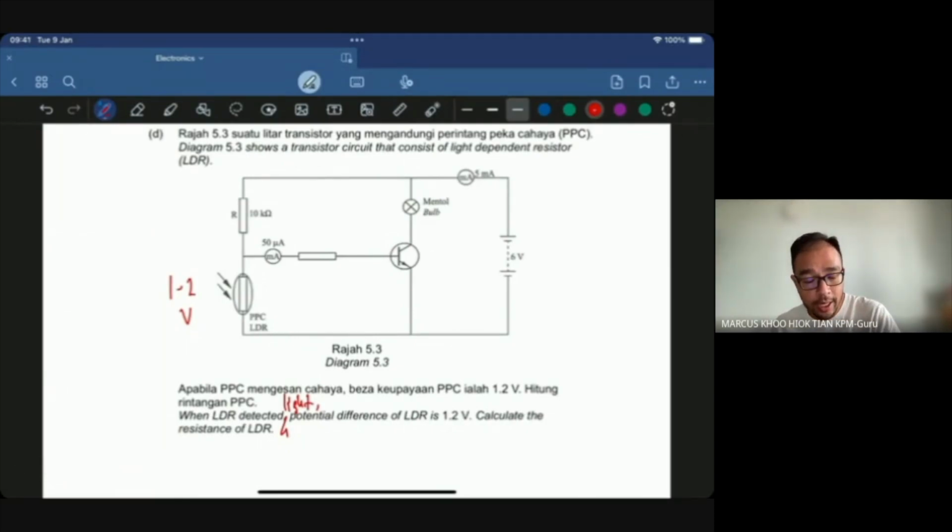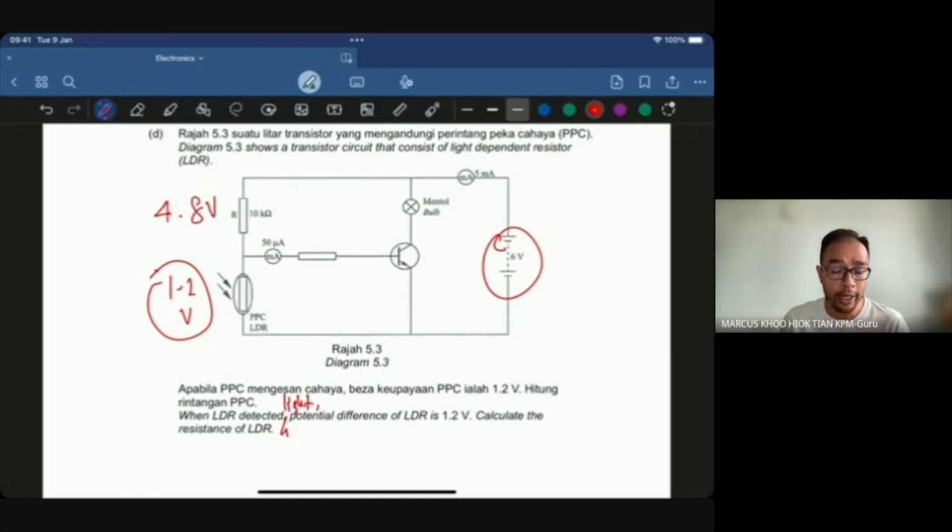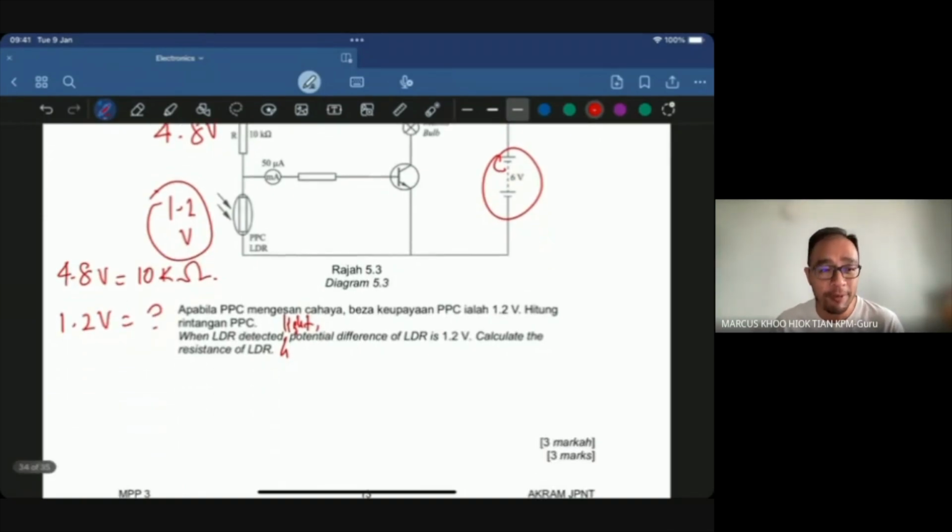If this is 6 volts, this is 1.2, that means this one will be 4.8. 6 minus 1.2 is 4.8 volts. So the question is this: 4.8 volts equals 10 kilo ohms, so what about 1.2 volts?